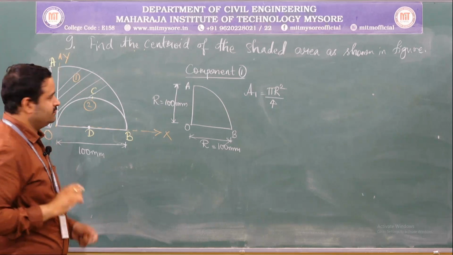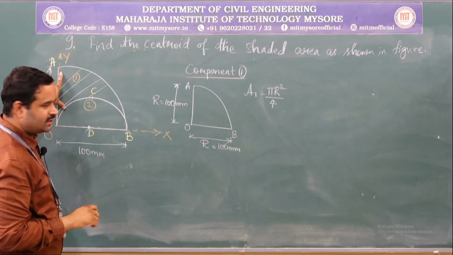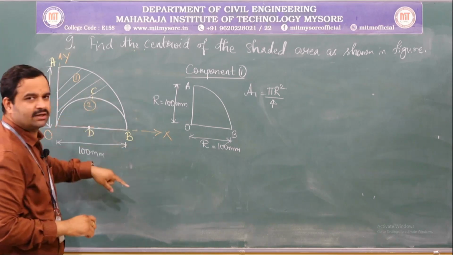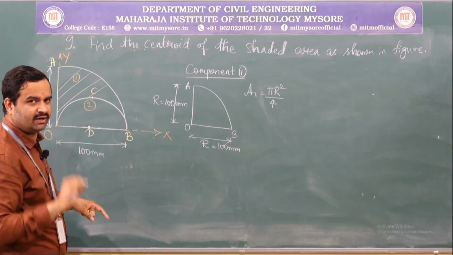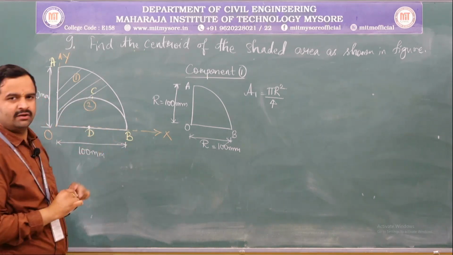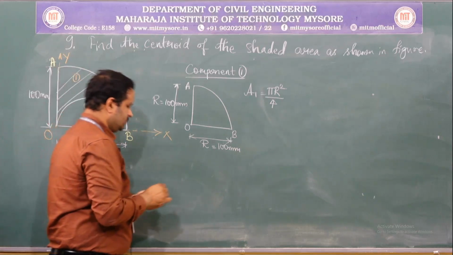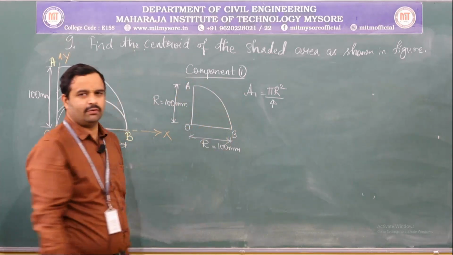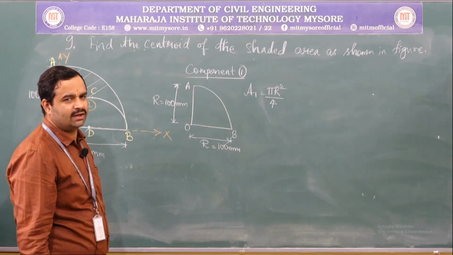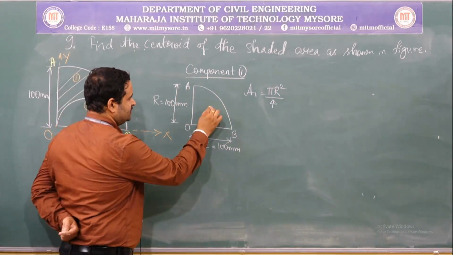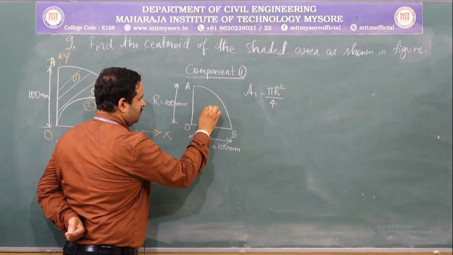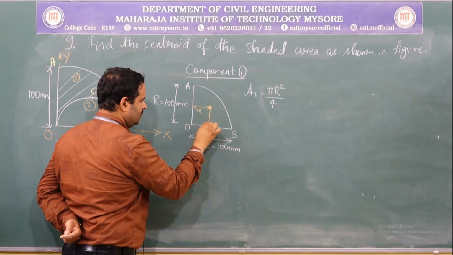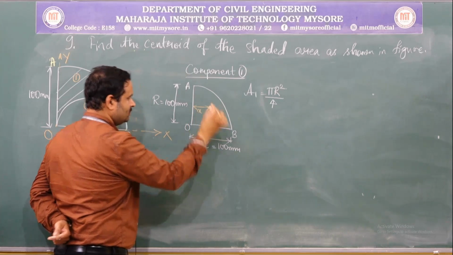See, do not get confused. The radius of this quadrant is 100, but the radius of this semicircle is not 100, it is the diameter. You can make it out from the figure. Okay? So, where does the center of the quadrant lie? We have already calculated or derived that it is somewhere here. So, we have both its x component and its y component.